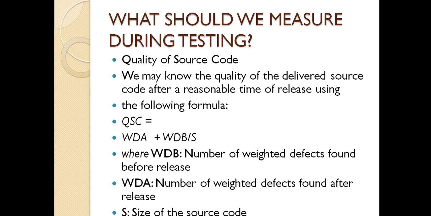The quality of software code is calculated based on the formula (WDA + WDB) divided by size, where WDA is the number of weighted defects found after release, and WDB is the number of weighted defects found before release. Size is nothing but the source code size. It means how many defects we find after the release of the product and how many defects are found before the release, divided by the total size. So using this formula, the quality of source code is calculated.